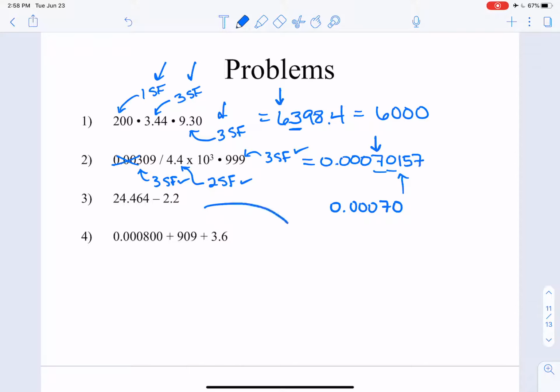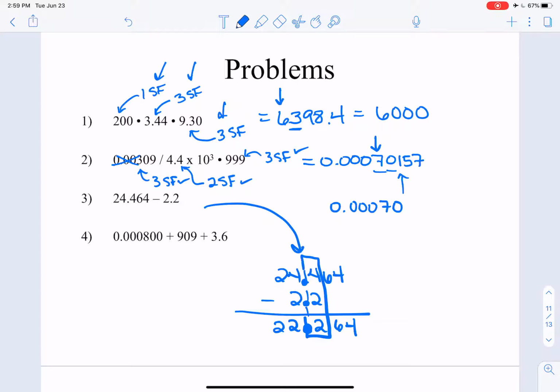Okay, number 3, what we have is 24.464 minus 2.2. So we are going to use our addition and subtraction rules here. So we've got the box here, bring down the decimal point to here. And what we will get when we do the subtraction here is 22.264.